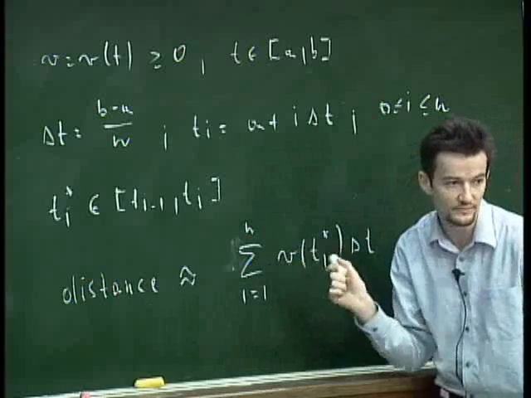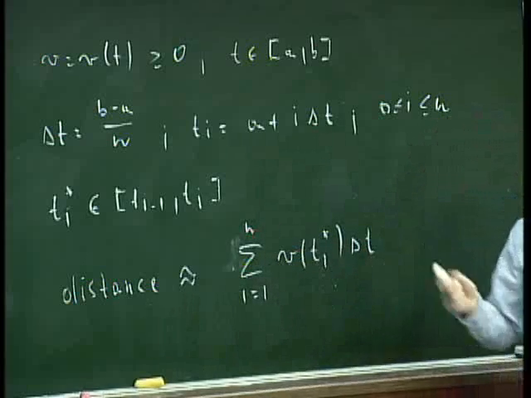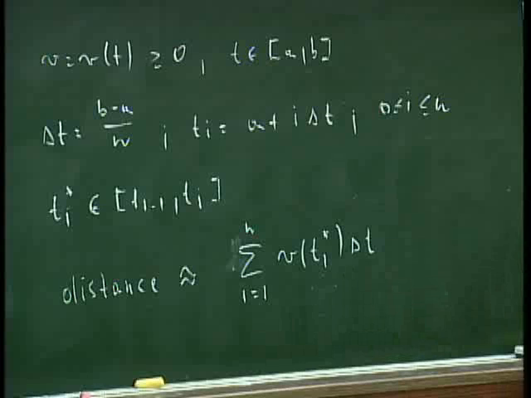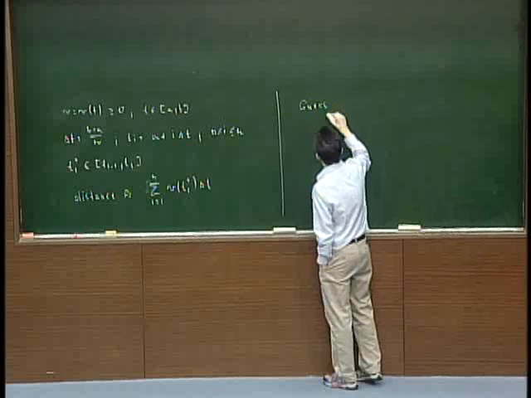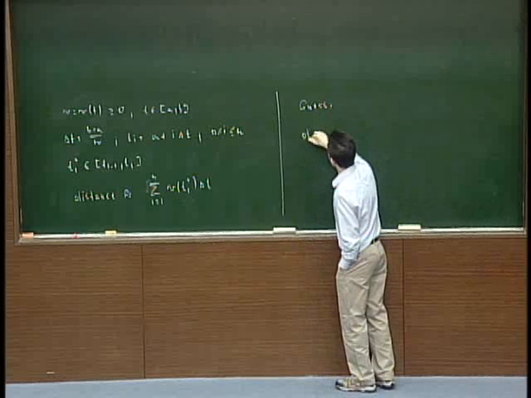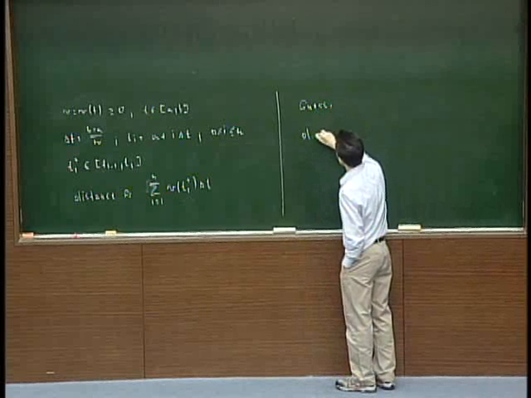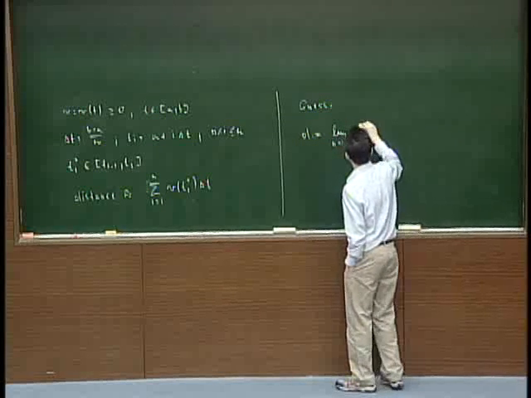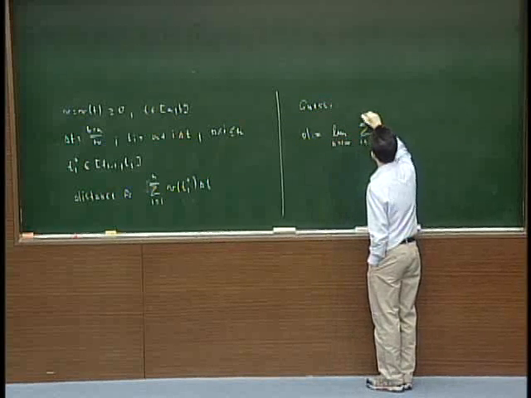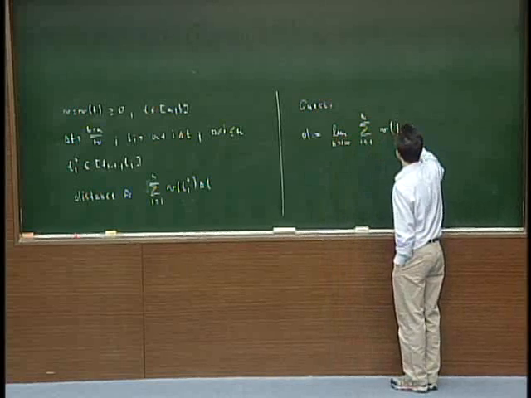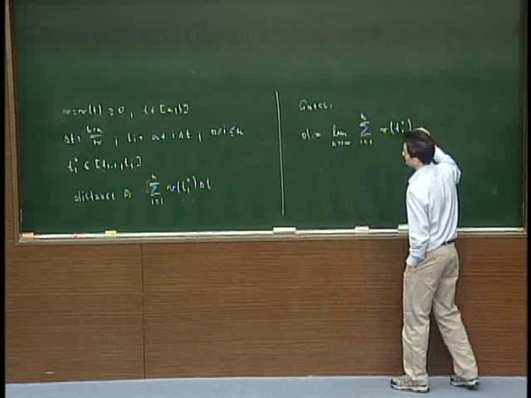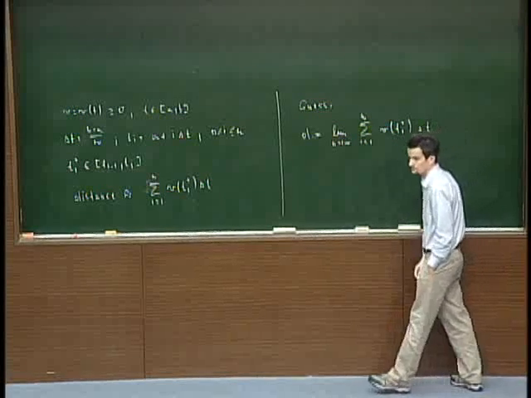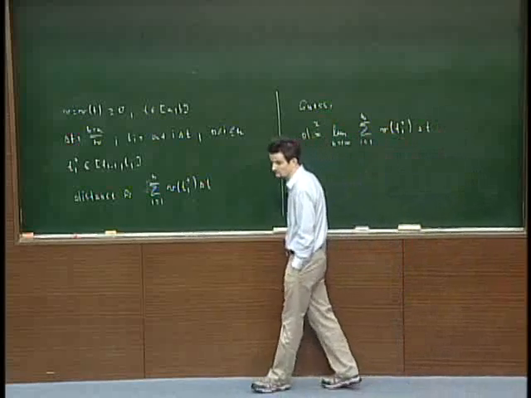Okay, so here you have to prove something. The problem is a little bit different. Our guess will be that the distance is equal to the limit as n tends to infinity of the sum from i equals 1 to n of v of t at the sample point times delta t. And this is something we have to prove here.